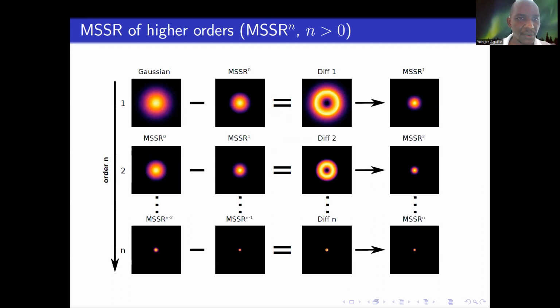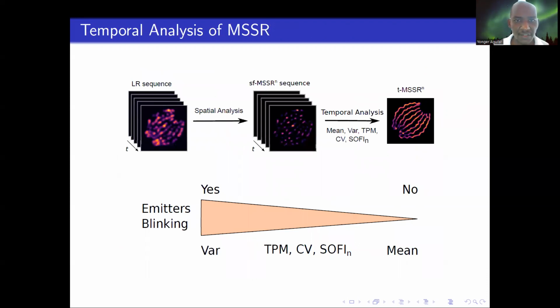Higher order MEASURE is the second step of single-frame MEASURE, by application of basic operations on images like subtraction and complement. If we apply these operations in an iterative way, we can see the reduction of the full width at half maximum of these emitters.